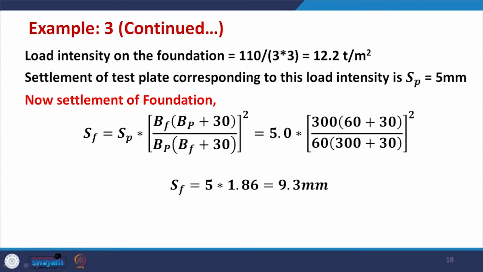Now, you need to find the settlement of the foundation, which is given by this relation, and you just need to put the numbers in this relation. In this case, BF, the footing width, is 3 meter, that means 300 centimeter, and the plate width is 60 centimeter, and once you put all the numbers, this ratio comes. While using this relation, you need to understand that this square is coming; most of the time this square is missed out, and then you get the wrong answer. So, you got 9.3 mm as the settlement of the footing, found using this relation.